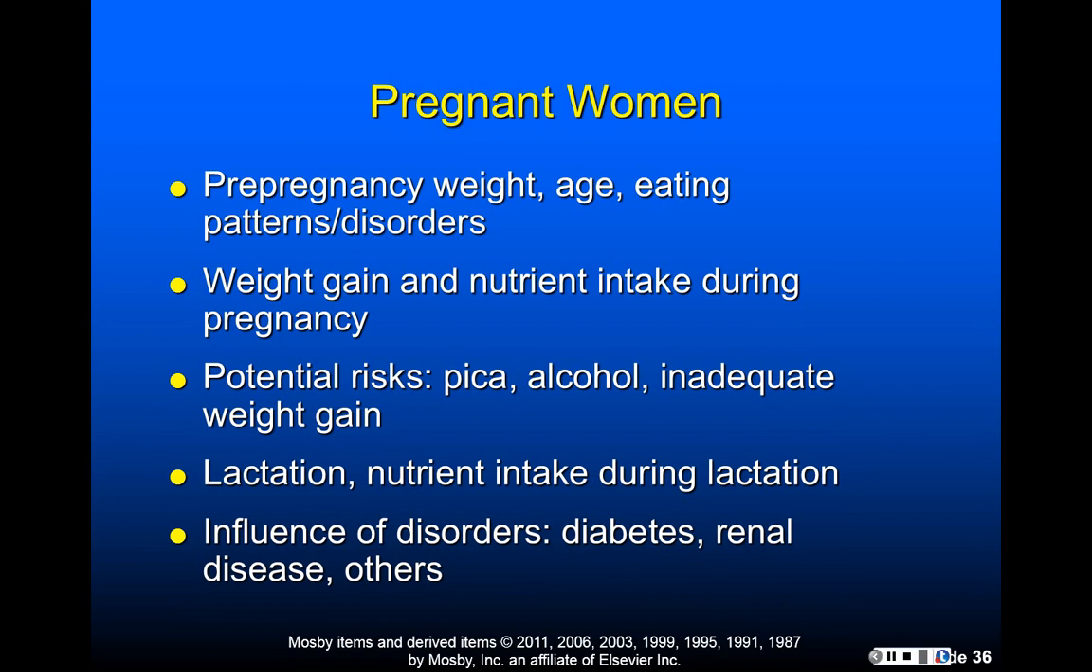Do they plan to breastfeed? Talk about the nutritional considerations during lactation. Also discuss the influence of any chronic disorder like diabetes, hypertension, and renal disease.